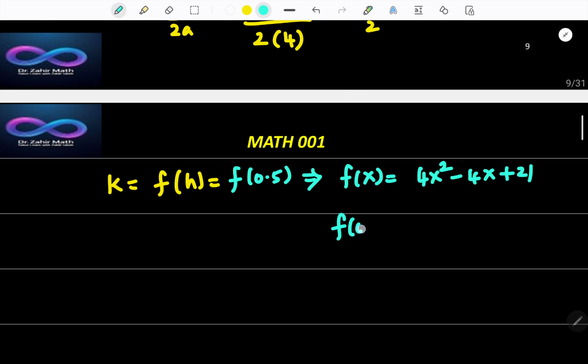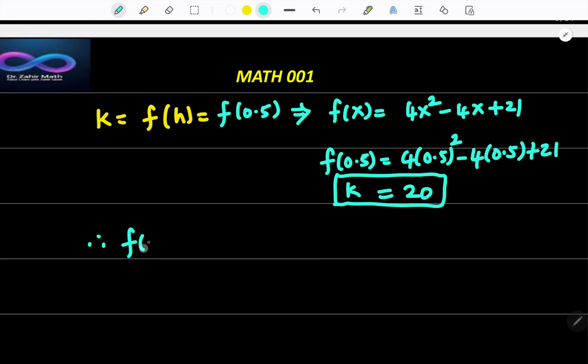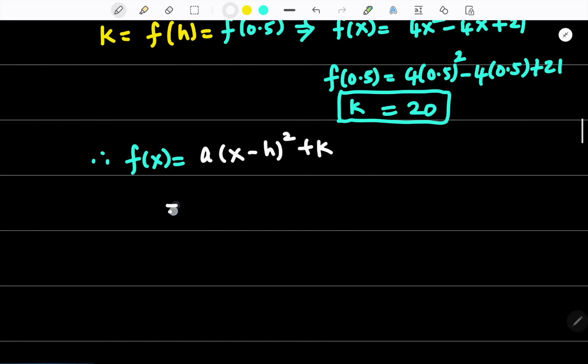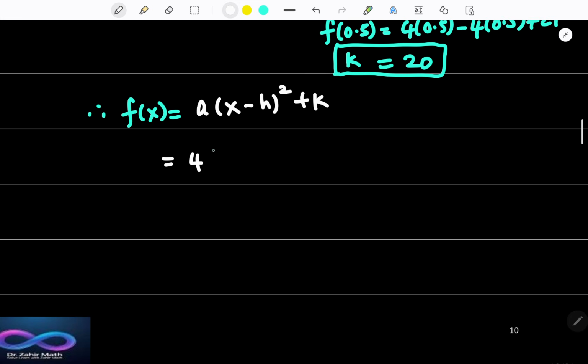So we are going to put f of 0.5. So 4 times 0.5 squared minus 4 times 0.5 plus 21, which is equal to, I'm getting 20 in the calculator. So this is my k. Therefore, the standard form is f of x equals a times (x minus h) the whole squared plus k. So what is your a? Your a is 4, we took it, remember? A is 4. And then x minus h. Just now we found out h, which is how much? 0.5 squared. And what's your k?